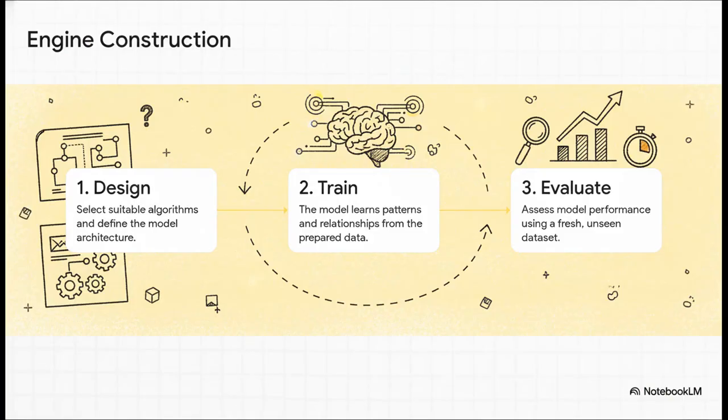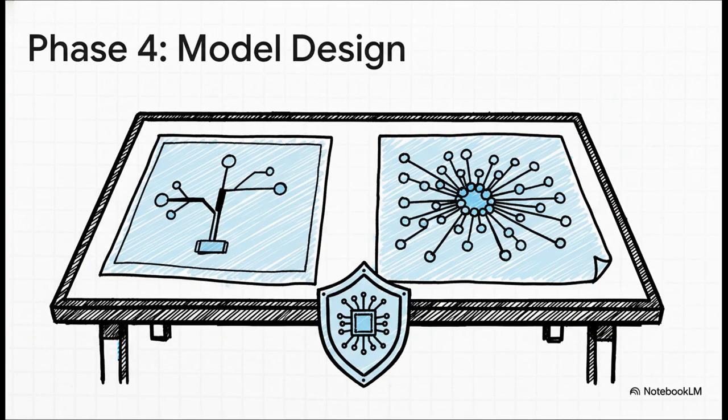And this construction process happens in 3 stages that kind of repeat. First, we design the model's architecture, the blueprint for the brain. Then, we train it using all that data we prepared. And finally, we evaluate its performance to see if it's any good. It's a cycle. You build, you test, you refine, and you do it again. Model design. Think of this like choosing the right architectural plan for the job.